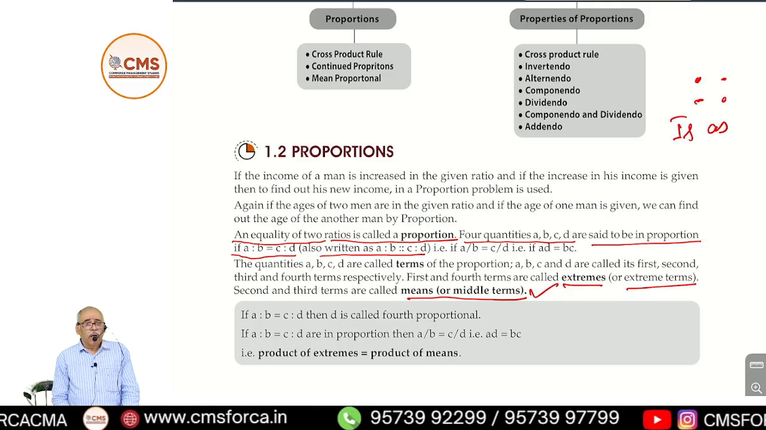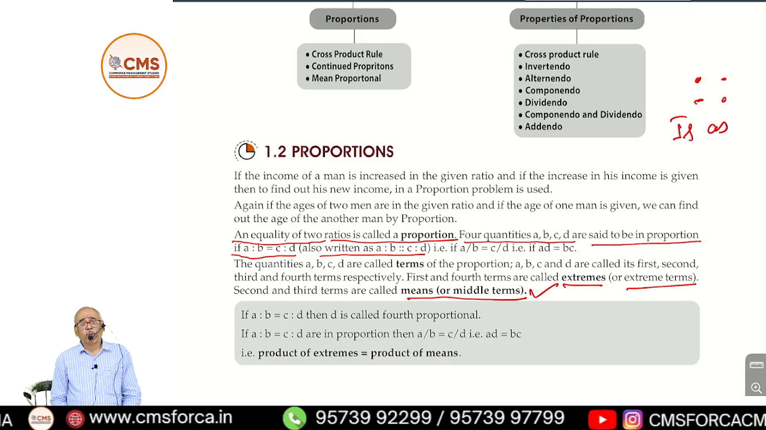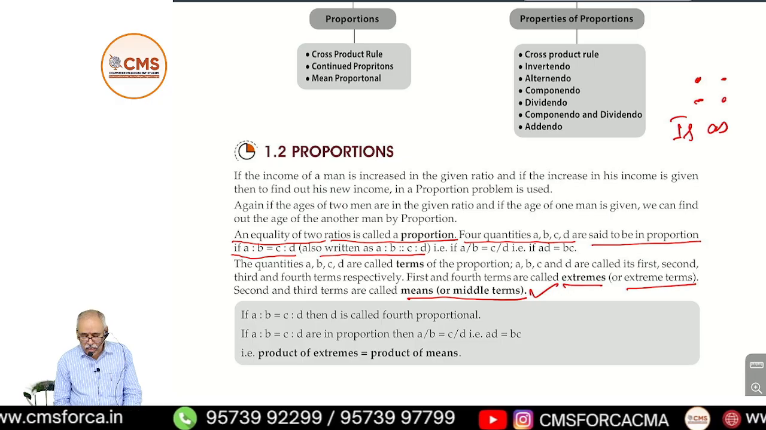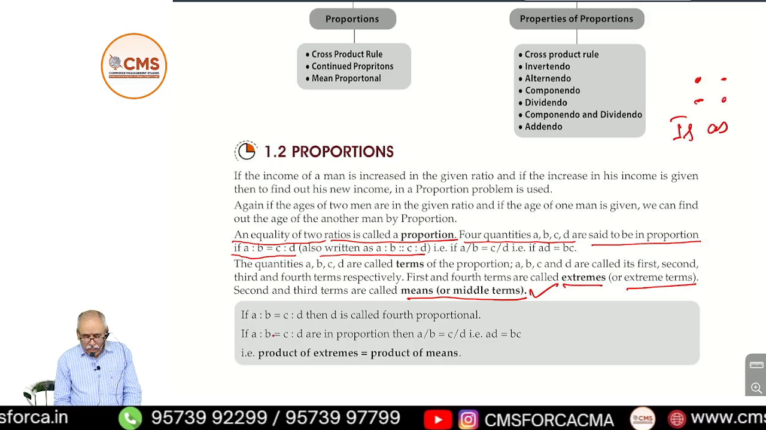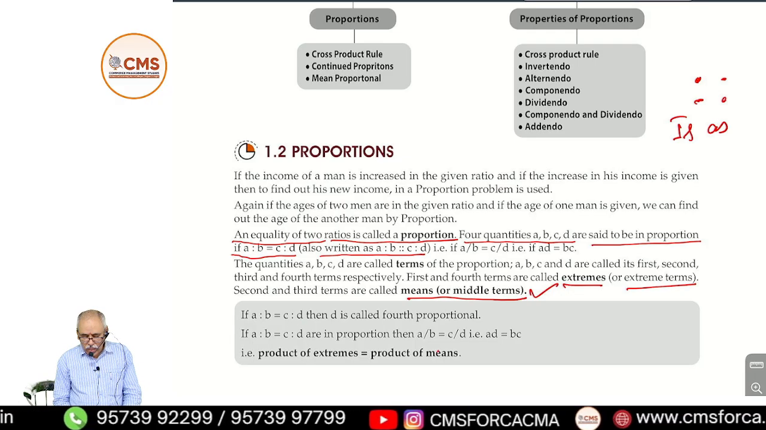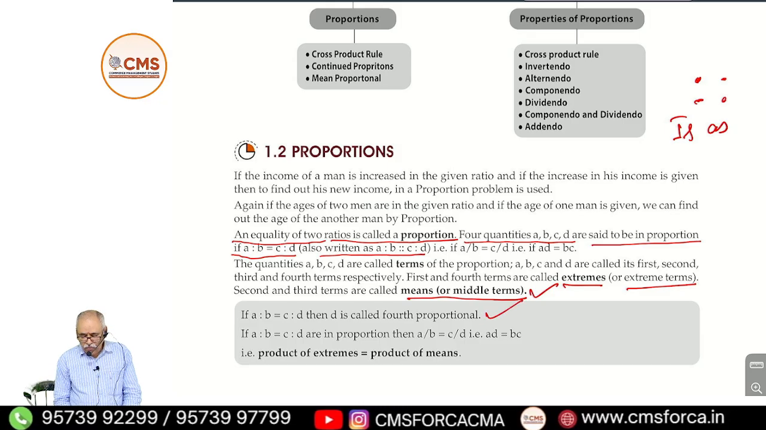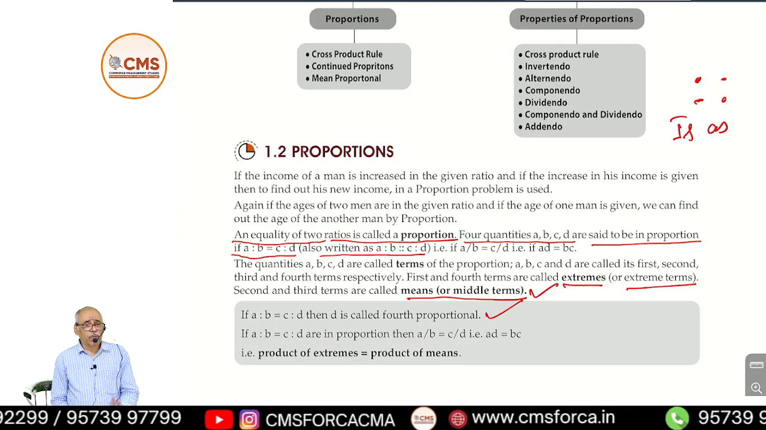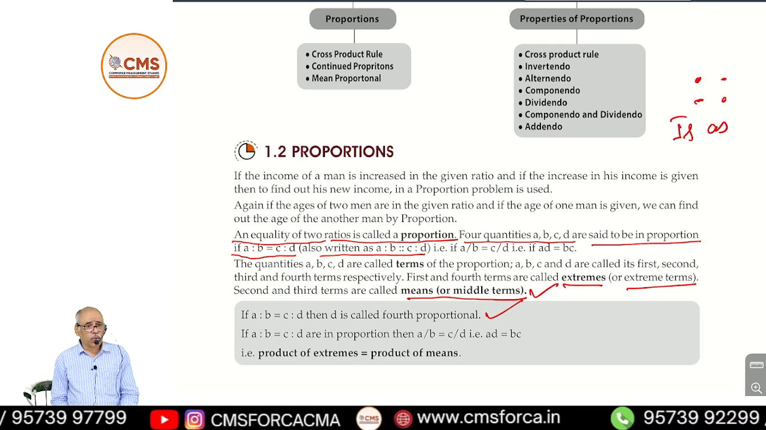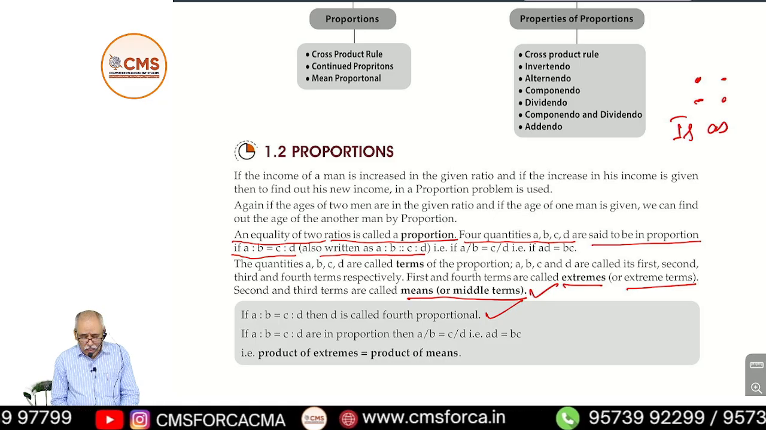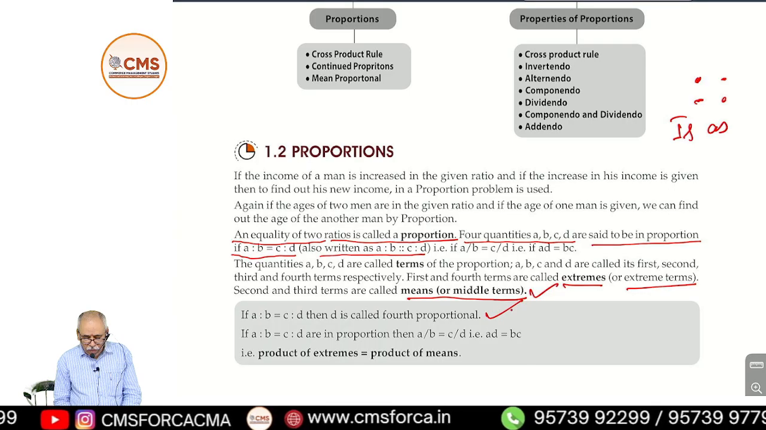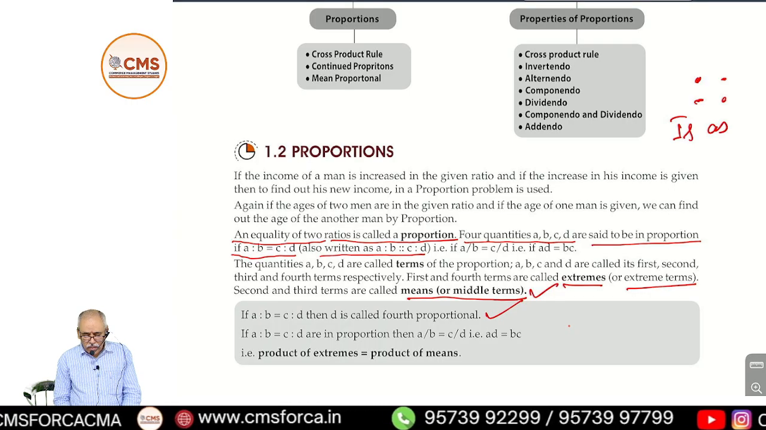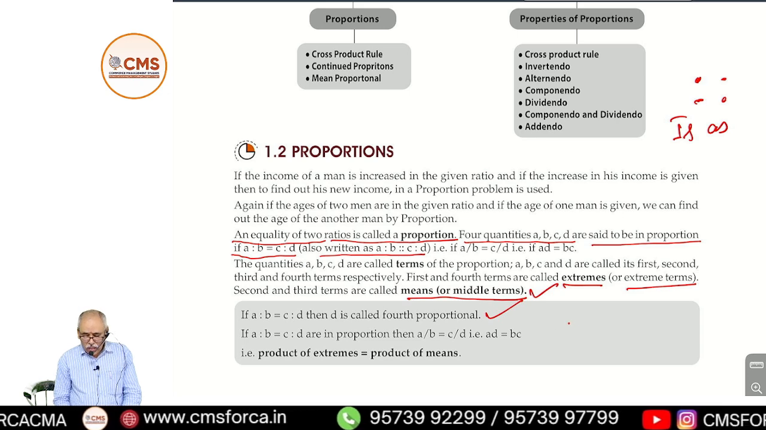Another one is the fourth proportion. What is fourth proportion? See here, A is to B equal to C is to D, then D is called the fourth proportional. I repeat, if two ratios are equal, A is to B equal to C is to D, then D is called the fourth proportional.